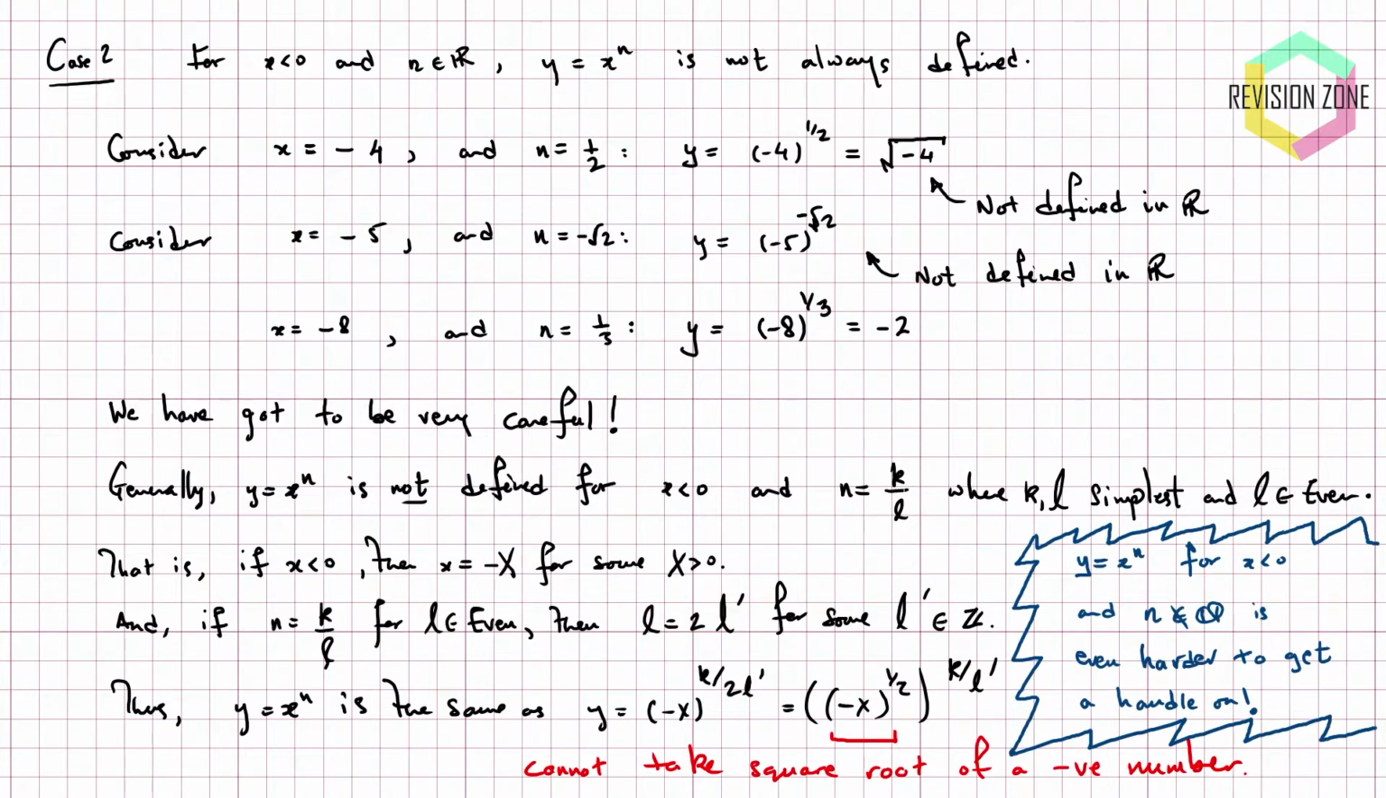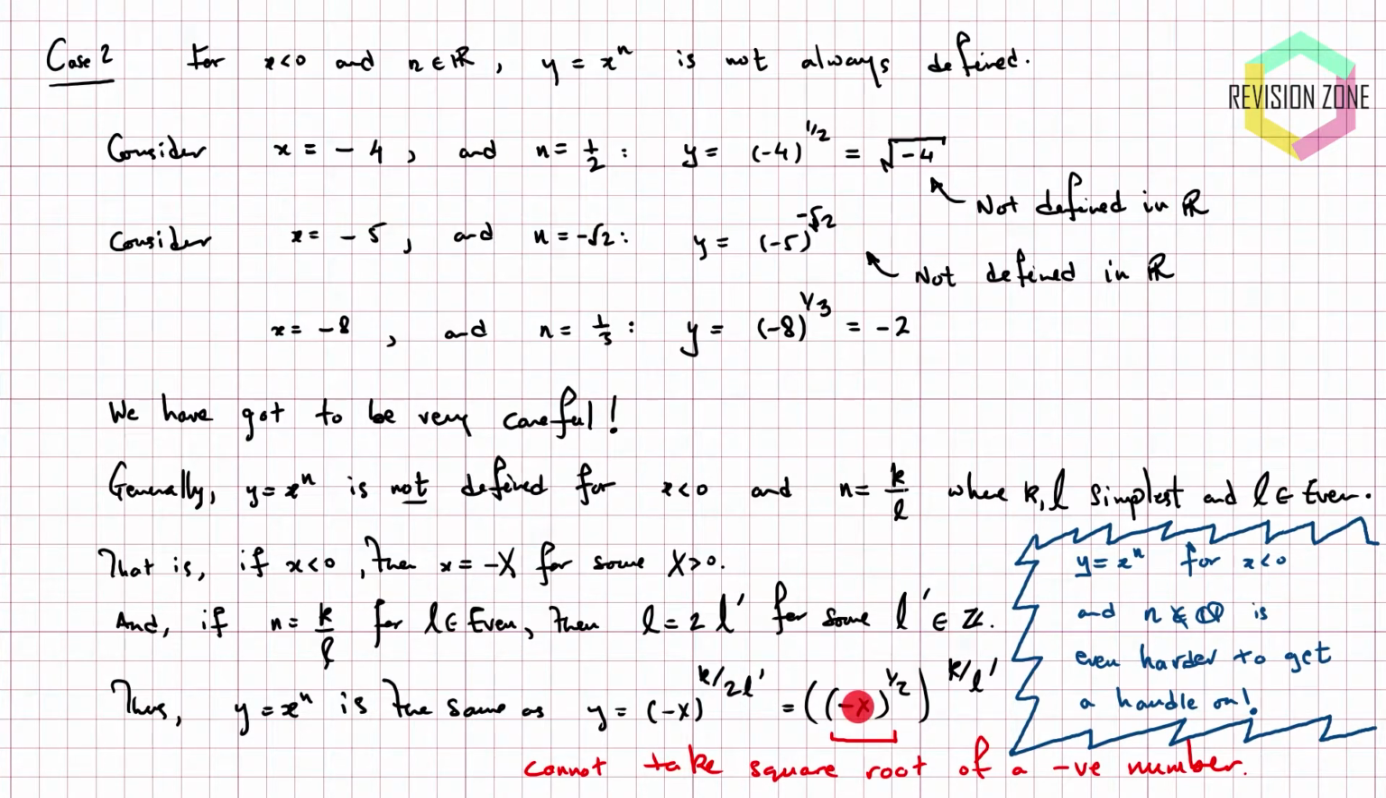So my n is basically going to be k over 2L prime, which is exactly what I have here, right? But the minute I write something like that down, just by using rules of indices, I can massage this and rewrite it as negative x all to the power of a half, and then the whole thing to the power k over L, right? So when you expand this out, you'll get back to this.